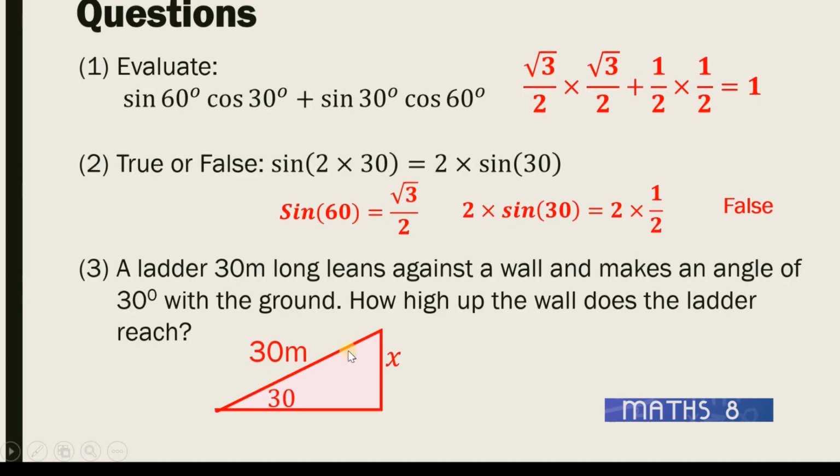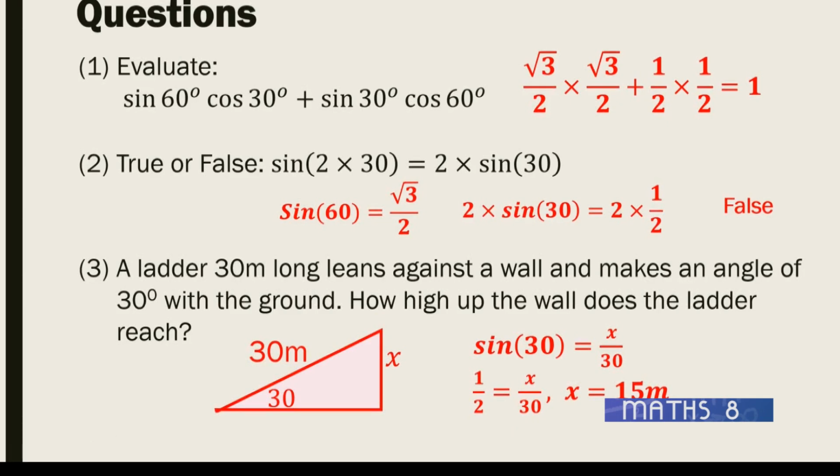The ladder here is 30 metres long, the angle with the ground is 30, and this distance x is what we want to find. If we use the ratio for sine, we can say that sine of 30 is x over 30. Sine of 30 equals a half, so a half equals x over 30, and x equals 15 metres. And just check in the diagram that this value looks sensible. 15 metres here is about half of this length here, so yes, that looks sensible.